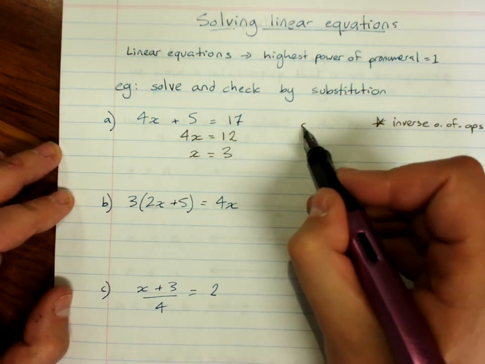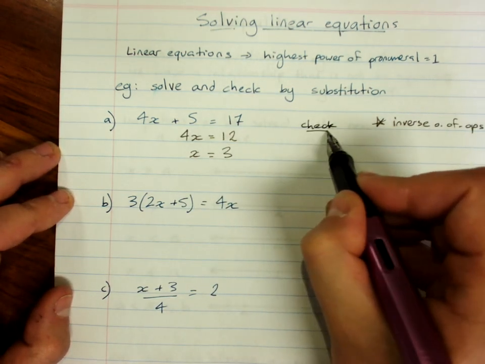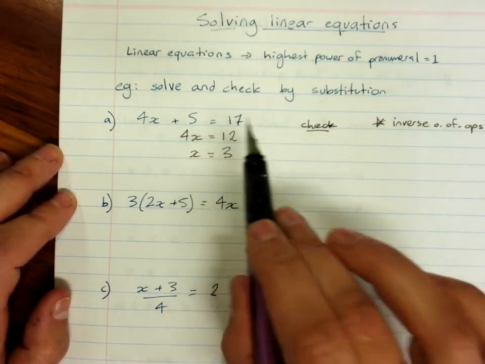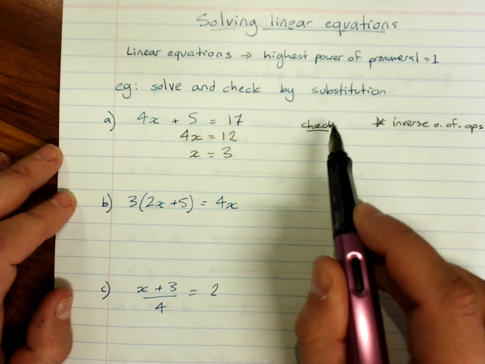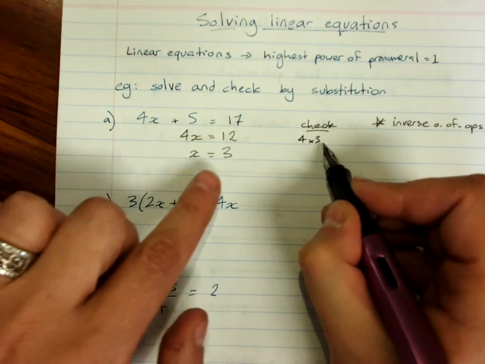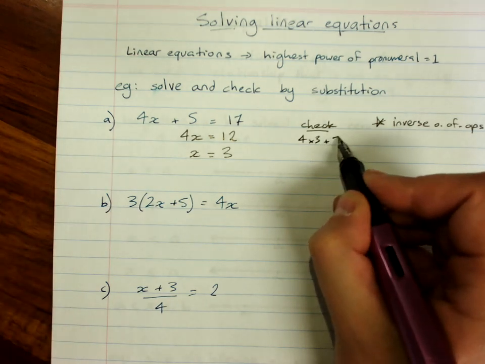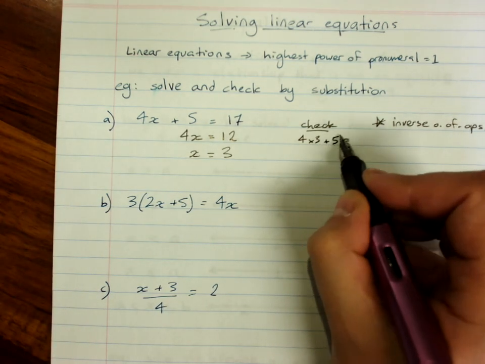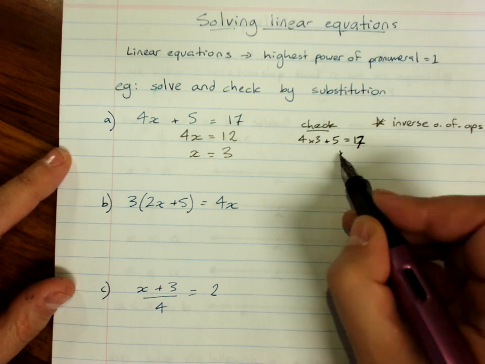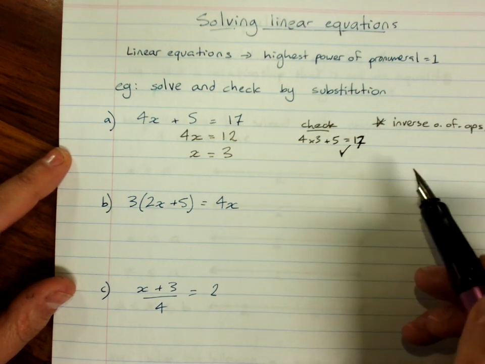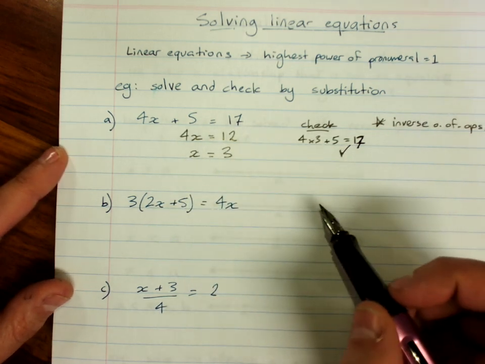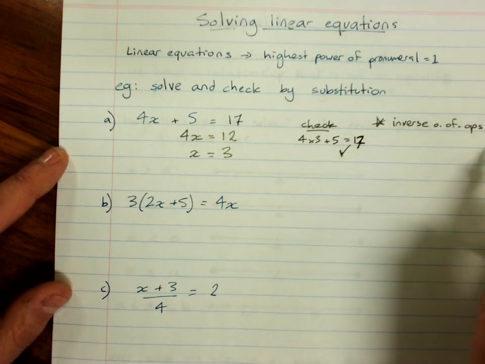To check, if you're going to check, which I strongly recommend that you do, do it somewhere a little bit away from your question and write the fact that you are checking and substitute that back in. 4 times x is 3, plus 5, is 12 plus 5 is 17, and that is correct. So you've just checked that the solution you've got works in your original equation.